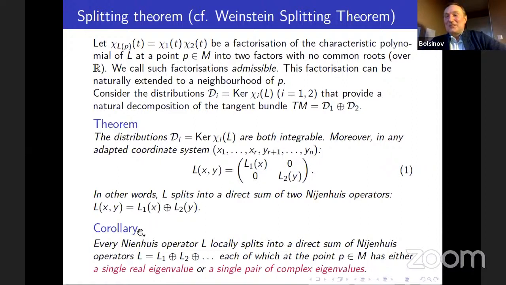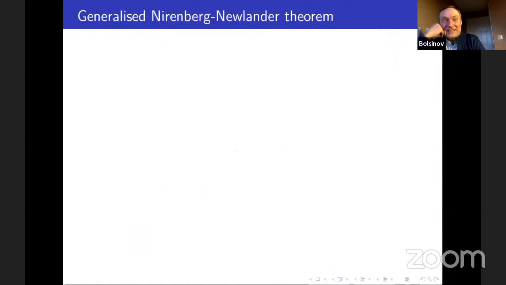Obviously, this corollary immediately implies a famous result in Nijenhuis geometry that is known as Haantjes' theorem: if an operator is diagonalizable with different eigenvalues at each point, then in a neighborhood it splits into a direct sum of one-dimensional Nijenhuis operators. That is the starting point of the whole theory. Okay, so that's the splitting theorem. Next result: I also want to mention the generalized Newlander-Nirenberg theorem, which in this case can be stated as follows.